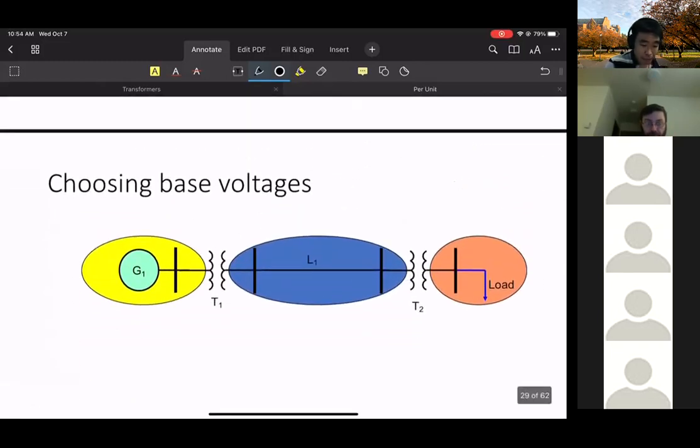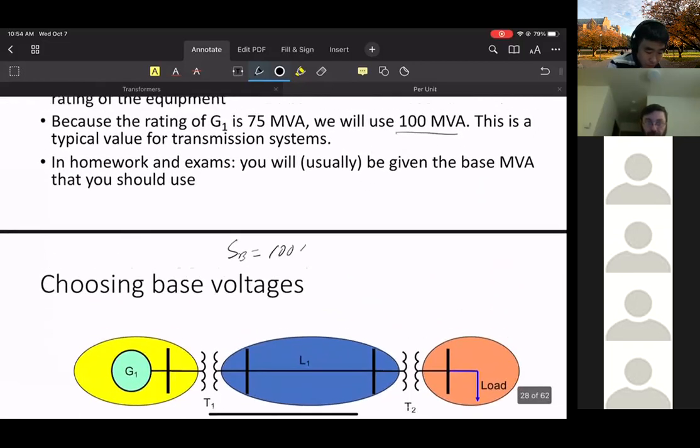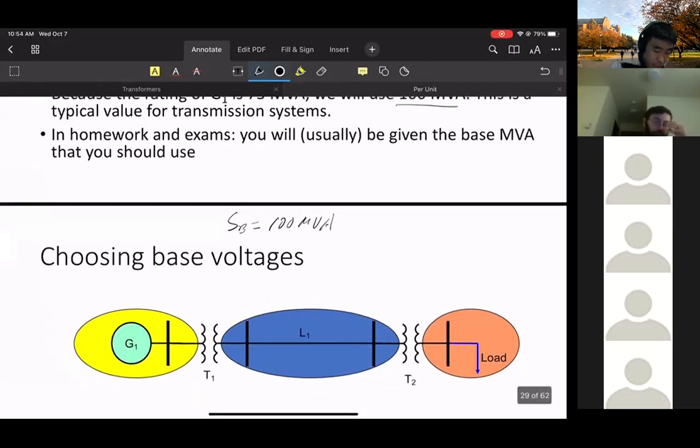So let's choose the base voltage. We have chosen 100 MVA. Now we need to choose a base voltage. The idea is we can have one at each level. There are 3 levels of voltage here: one for the generator side, one for the transmission line side, and one for the load side.